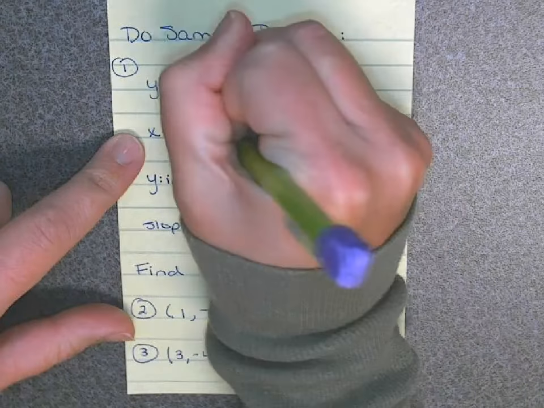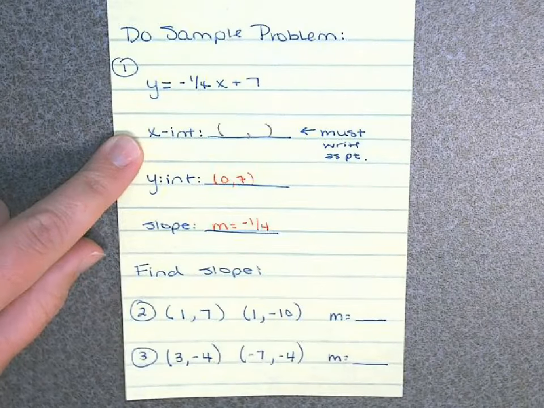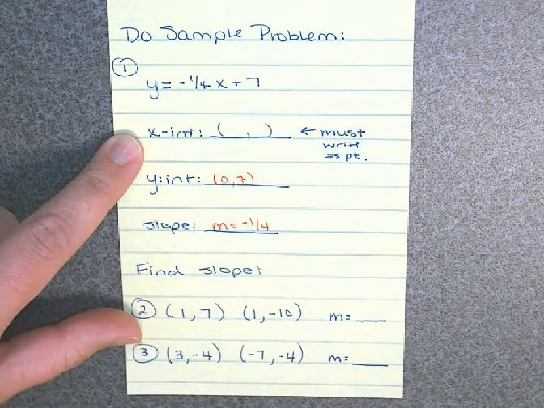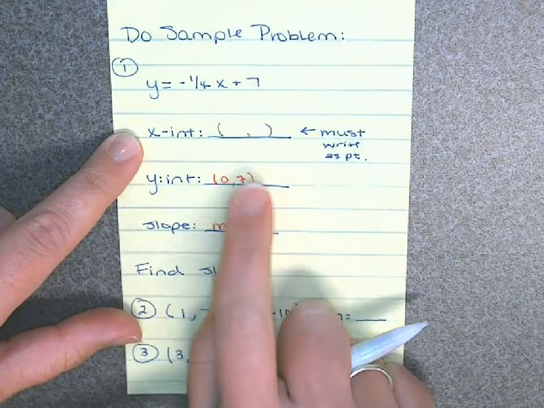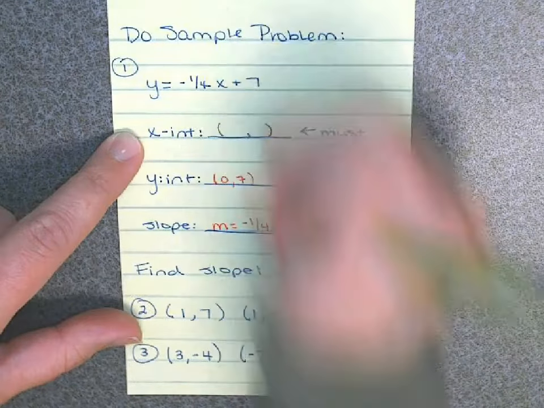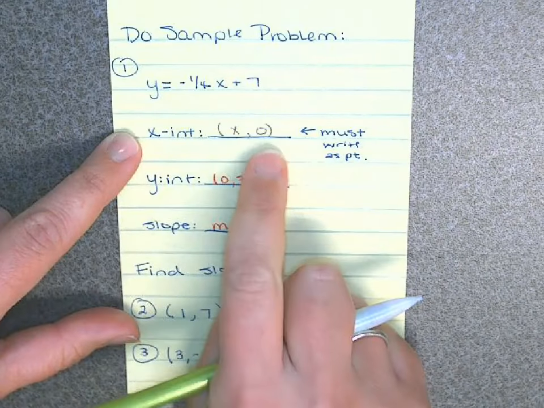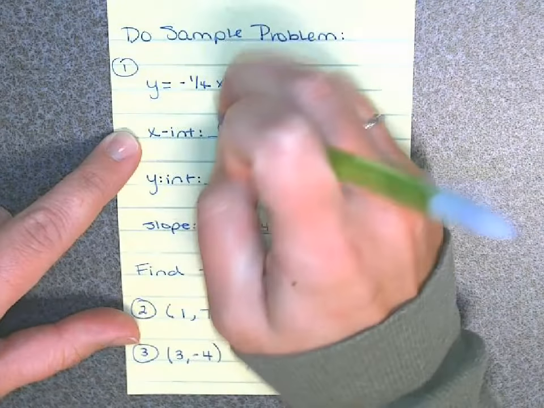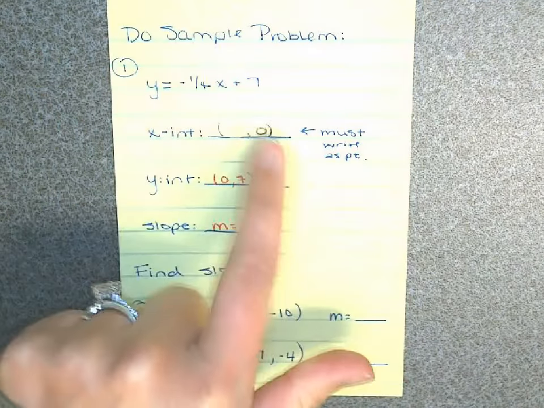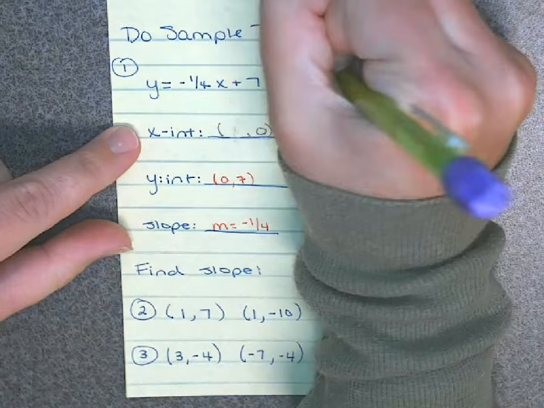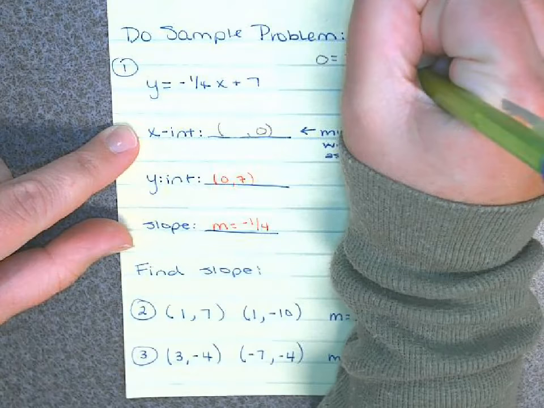What does the point look like? We know one of the variables. No, the 7 was out here on the y-intercept. But remember how your y-intercept is always (0, y)? What does your x-intercept always look like? (x, 0). So we don't know what the x value is, but we do know that the y value is 0. So I'm not going to plug in an x, I'm going to find my x. Since I know the y value, I'll plug it in: 0 equals -1/4 x plus 7.